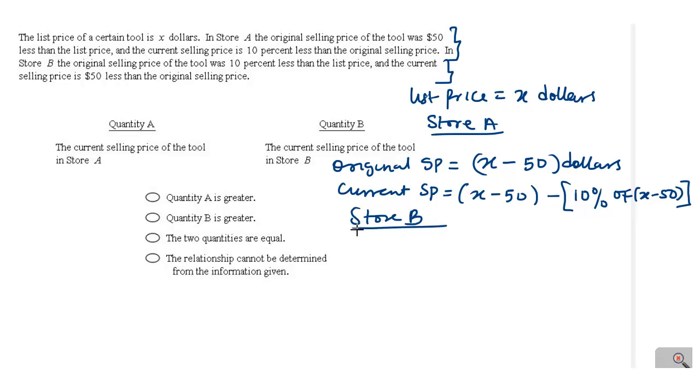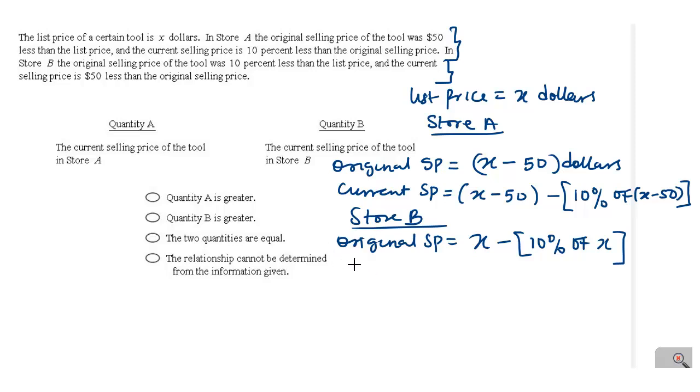Then let's look at what happened in store B. It says that the original selling price of the tool was 10% less than the list price. So in store B, the original selling price is 10% less than the list price. That will be X minus what? Minus 10% of what? Of X.